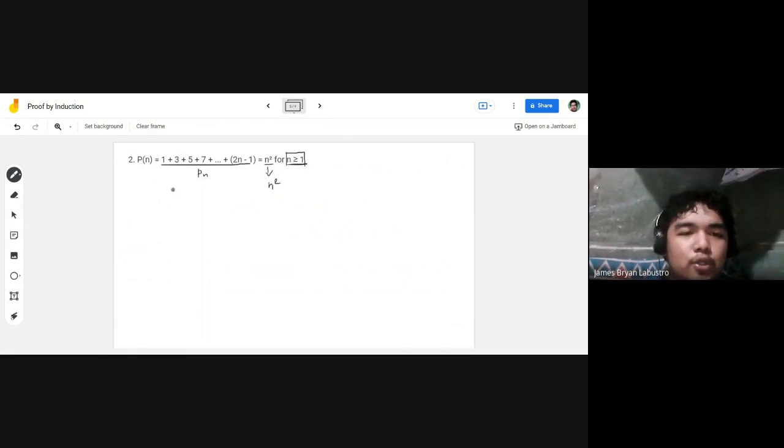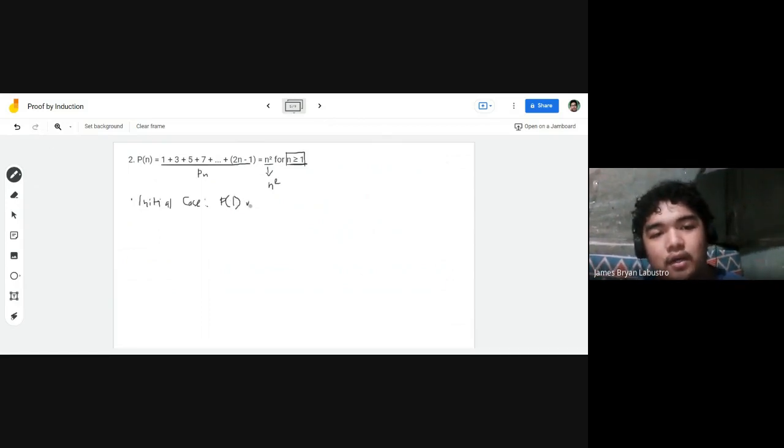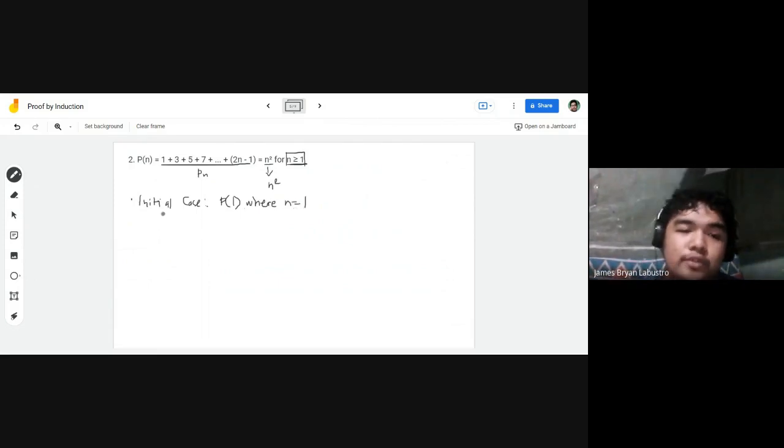So how are we going to do that? So first things first, you have to solve first for the induction initial case pala, initial case. So for the initial case, there are two ways. But let P of n, P of 1, where n is equal to 1. So our initial case is to prove that the first term is equal to the result.